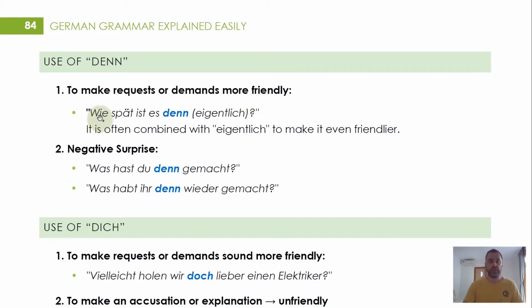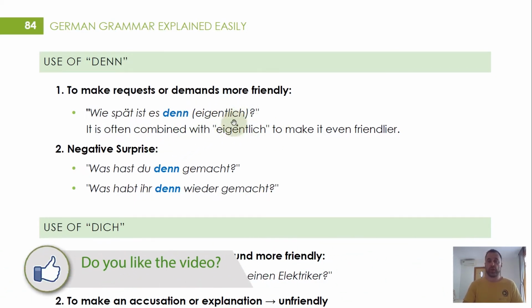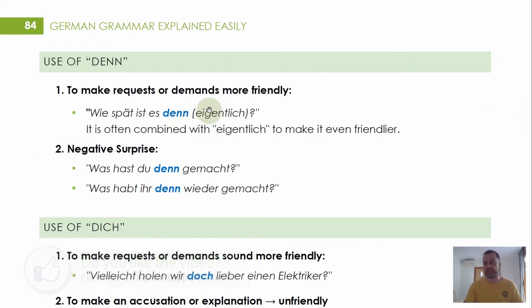We also have denn to make requests or demands more friendly. For example, wie spät ist es denn eigentlich? We often combine this with eigentlich just to make it even more friendly. So, what is the time? There's no real translation for those two here in English. They have no real meaning at all. So they're just making it more friendly if you put them here.